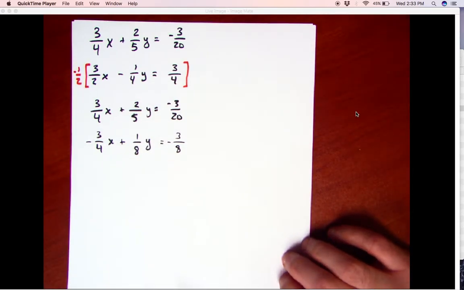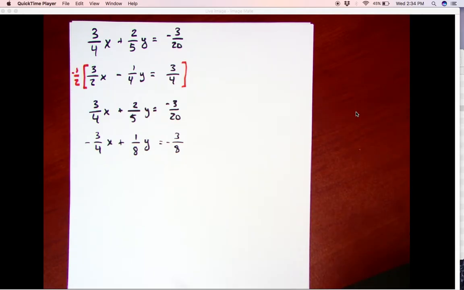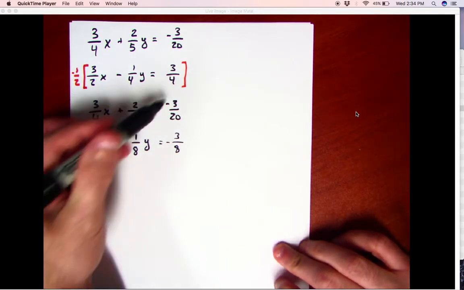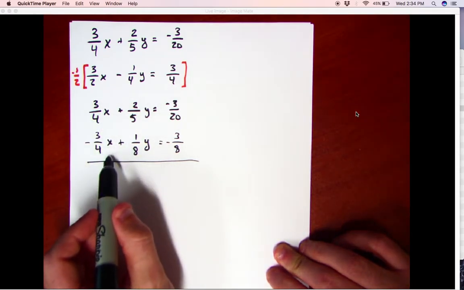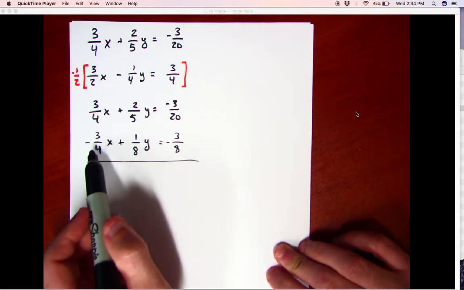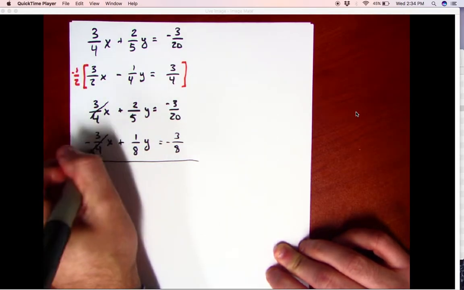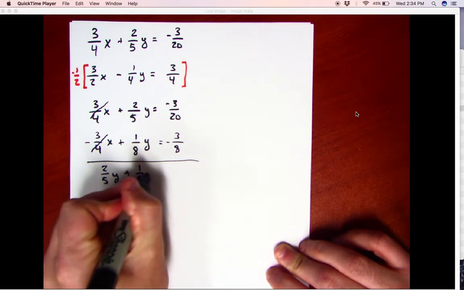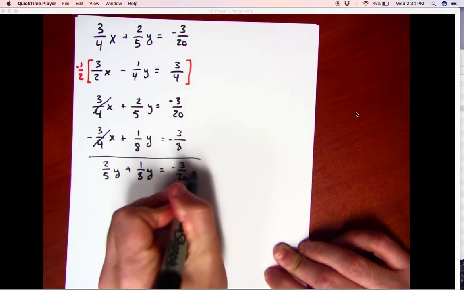When you solve a system of equations, especially by the addition method, a lot of times it is trial and error. You are going to mess up, but that's okay. You just got to rework it again. So now, whenever I add up my terms, positive 3/4 x minus 3/4 x, there we go, that goes to 0. So now all I have left is 2/5 y plus 1/8 y equals negative 3/20 minus 3/8.